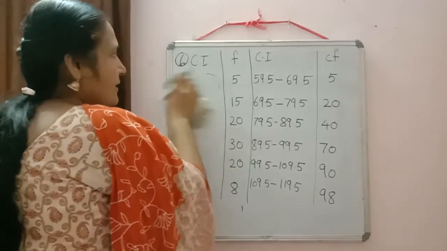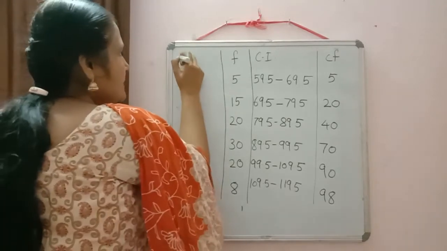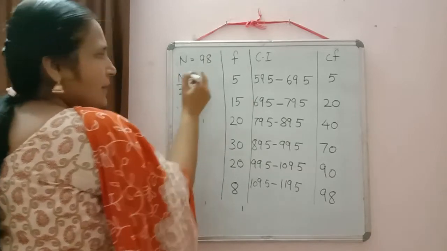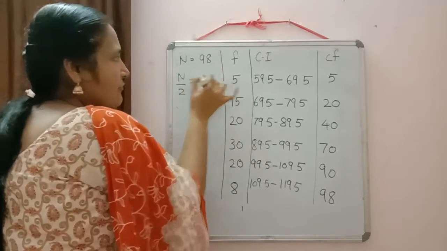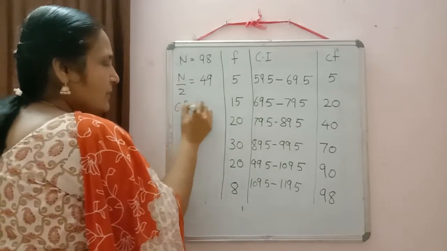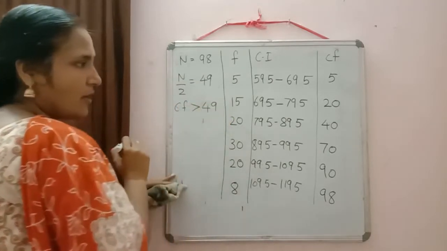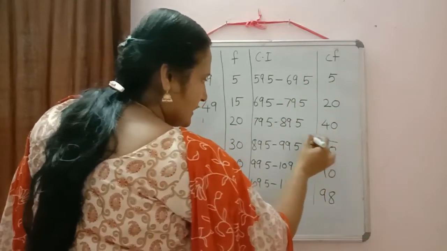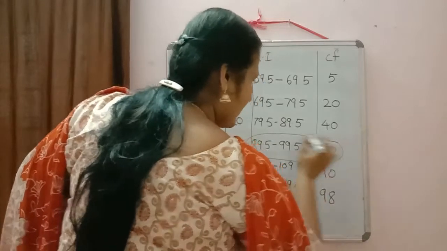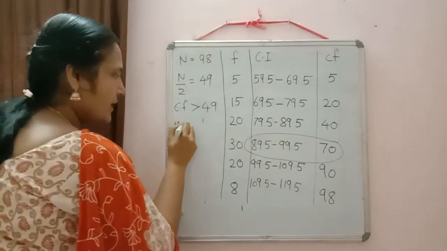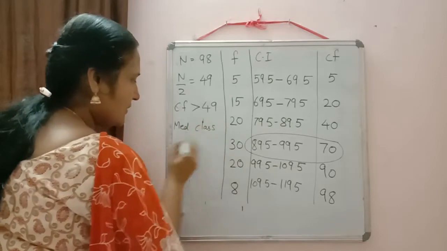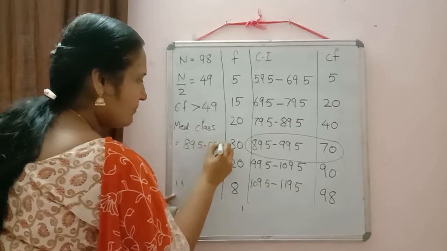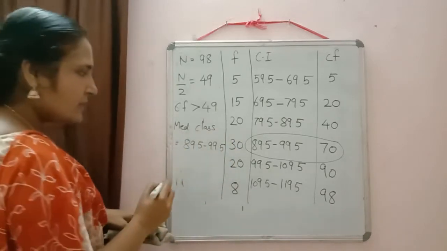So I am writing here, we have n is equal to 98. Again n by 2, so 98 by 2 will be equal to 49. Now the cumulative frequency just greater than 49. Cumulative frequency greater than 49 is 70. So this is our median class. So write down there, median class is equal to 89.5 to 99.5.